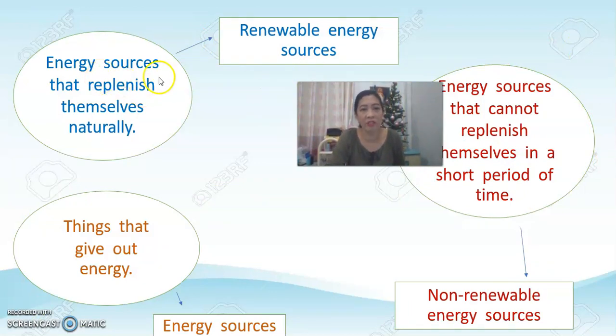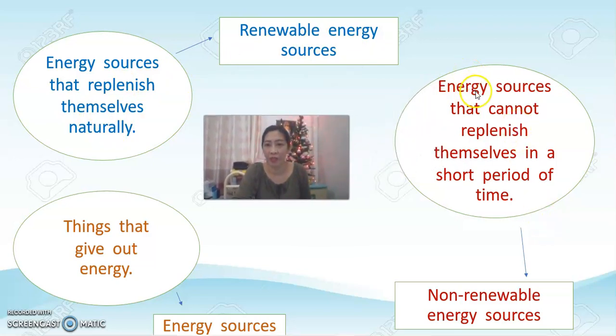Energy sources that replace themselves naturally are renewable energy sources. Energy sources that cannot replace themselves in a short period of time are non-renewable energy sources. Things that give out energy are energy sources. Again, this is renewable, this is non-renewable, and this is energy sources that give out energy.